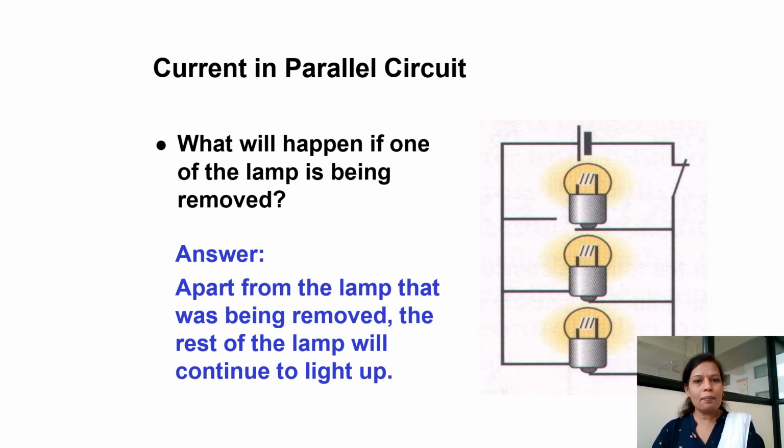This is an example of current flowing in a parallel circuit. Here, three bulbs are connected in parallel with a DC source. If one of the bulbs is removed, then what will happen? That part only will be open. Otherwise, the remaining circuit will be closed. Therefore, the other two bulbs will remain on even though one of the bulbs is off.